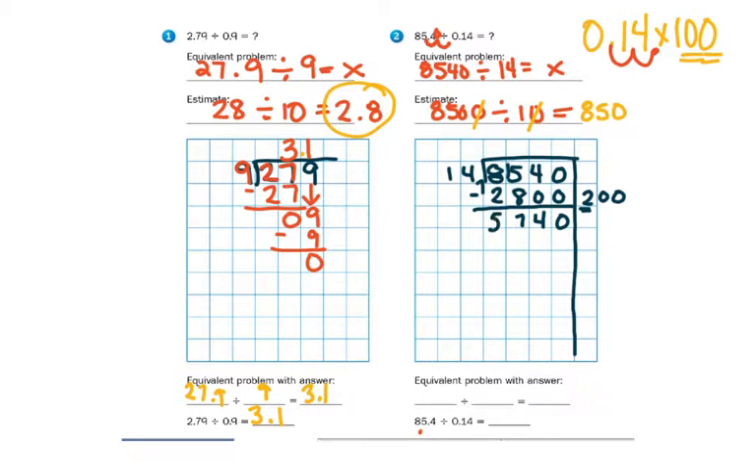Can it go in there another 200 times? Absolutely. 2,800, 14 doubled is 28, with 2 zeros behind it. Subtract. Can it go in there 200 more times? Yes. This one's going to be a little bit longer problem. 14 doubled is 28, with 2 zeros behind.